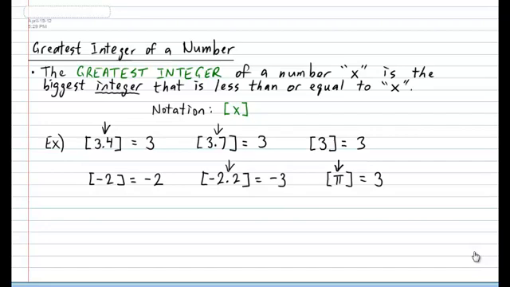So the easiest way to think about the greatest integer of a number is to think about rounding the number down to the next closest integer. And that is what is meant by the greatest integer of a number.